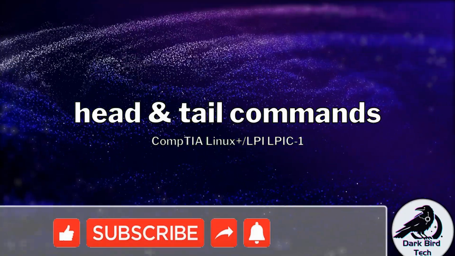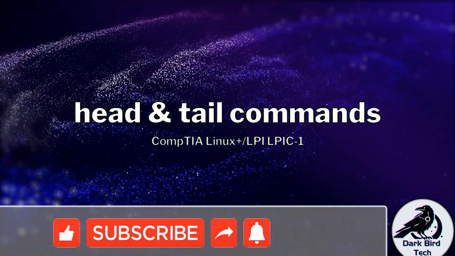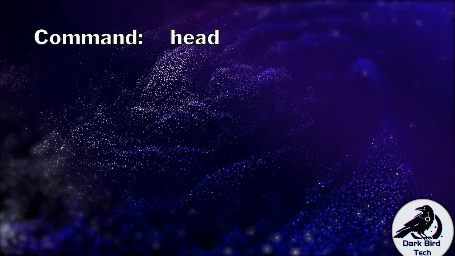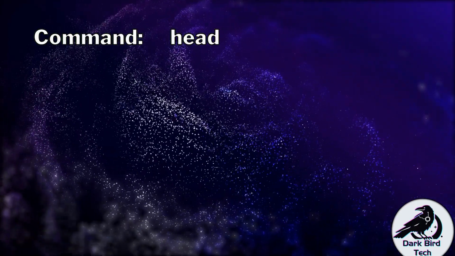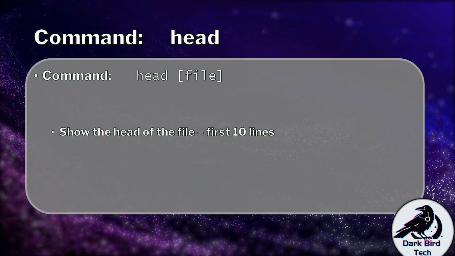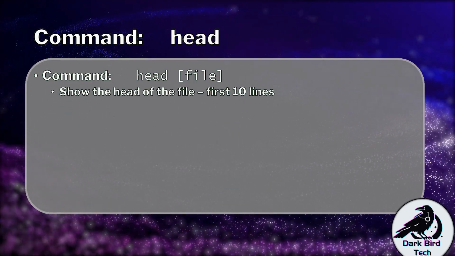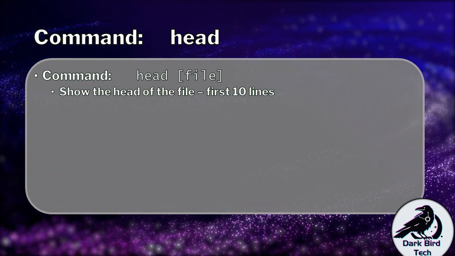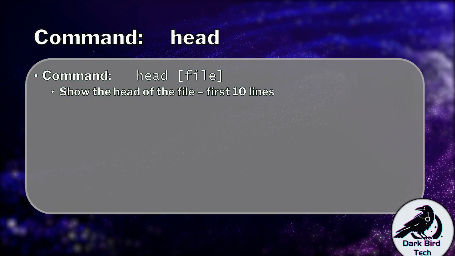Here we're going to look at the head and tail commands. We're going to deal with these two together. So the first one is the head command. You'll type head with the file name as an argument. What it does is it shows you the first few lines of a lengthy file. Specifically, it'll show you the first 10 lines.